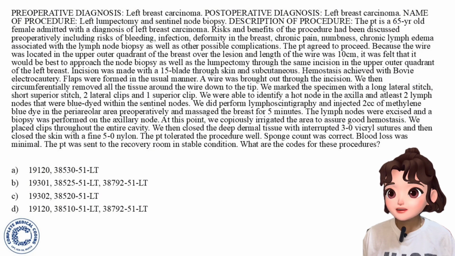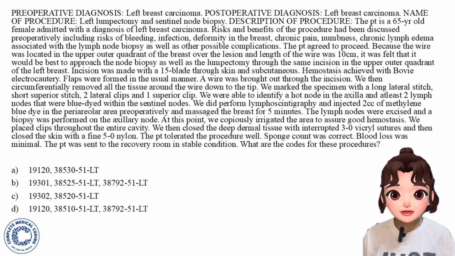It was felt that it would be best to approach the node biopsy as well as the lumpectomy through the same incision in the upper outer quadrant of the left breast. Then the incision was made, hemostasis was done through electrocautery. Okay, see, hot node in the axilla. If you check almost in the middle, you can see hot node in the axilla.